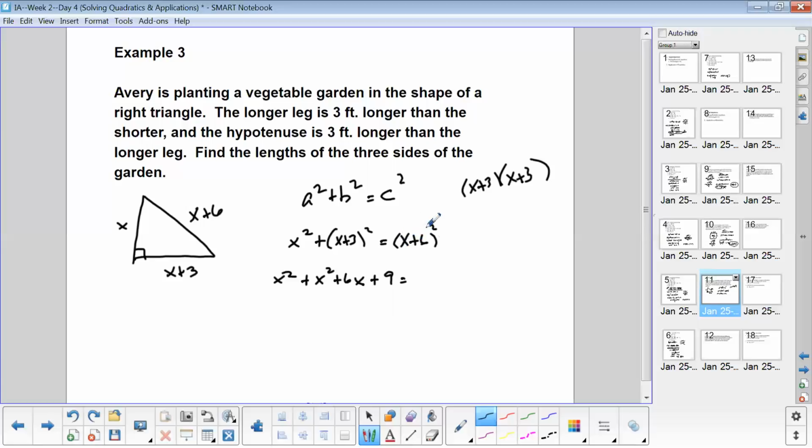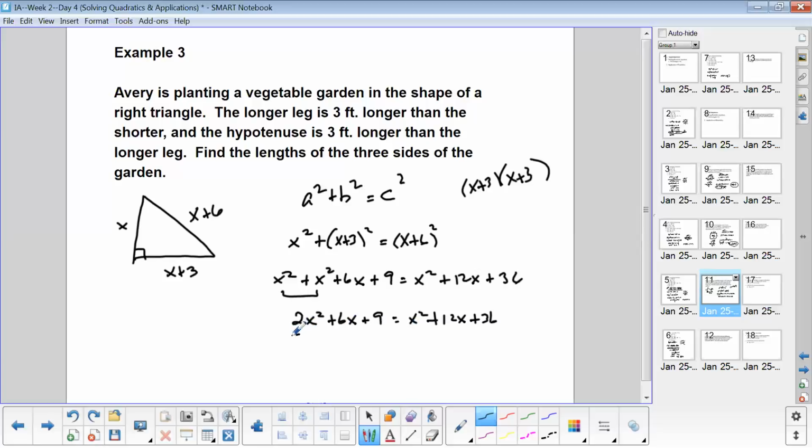This is a binomial square, so I'm going to square the first term. I'm going to multiply 6 and x, and I get 6x, but I'm going to double it to get 12x, and then I'm going to square 6 to get 36. So over here, like terms, I'm going to have 2x squared plus 6x plus 9, and x squared plus 12x plus 36. And I'm just going to move every term over to the left.